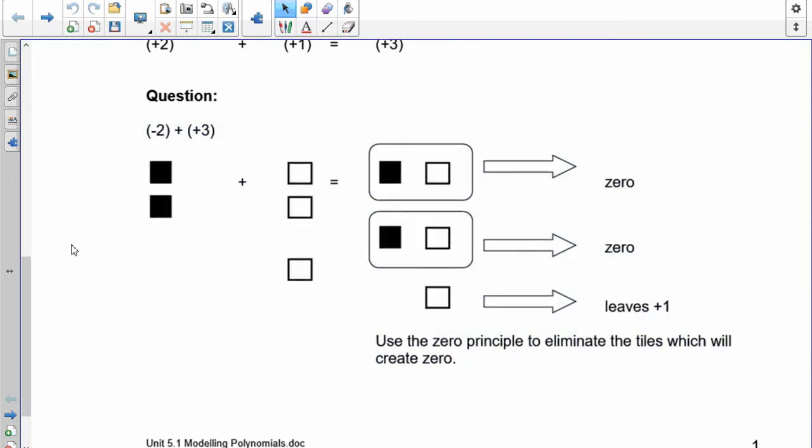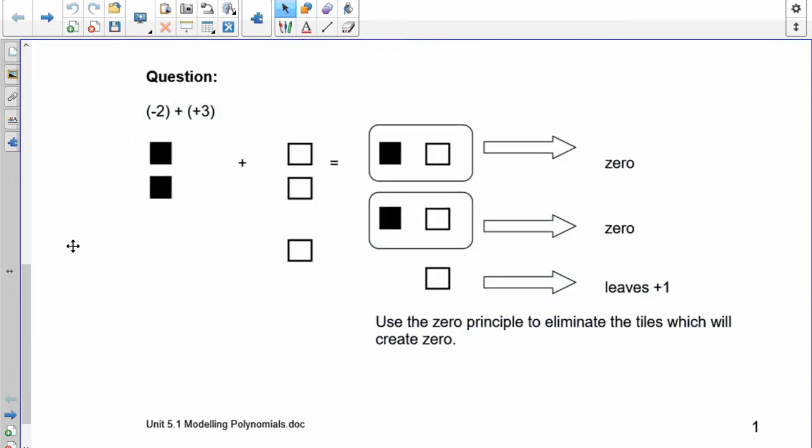Now let's talk a little bit more about how the positives and negatives interact. To do that, we have to review the zero principle. The zero principle states that if you have two things which are opposite, take a look here, that's a negative and that's a positive, when you put them together, you get 0. They cancel each other out.